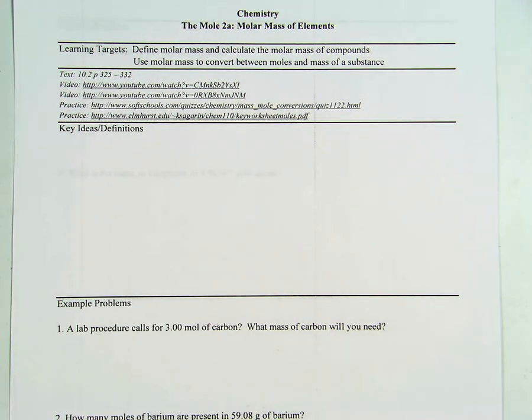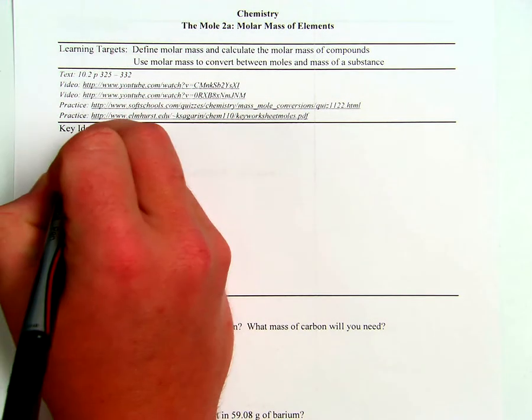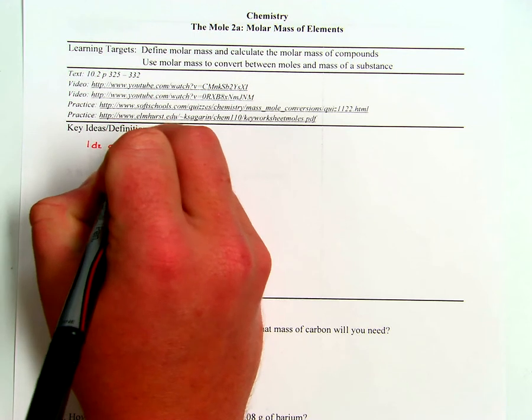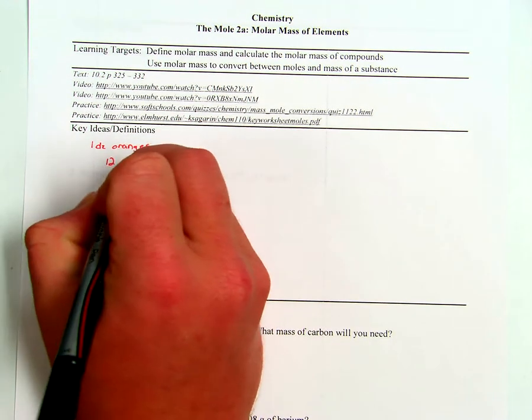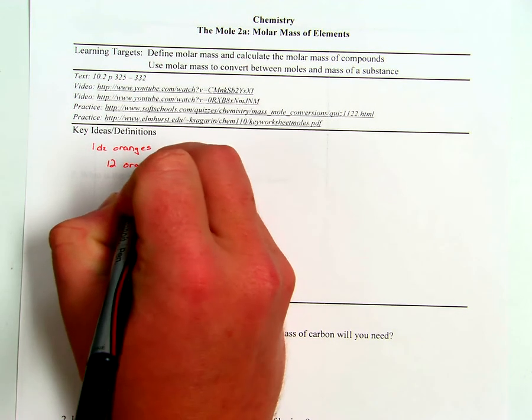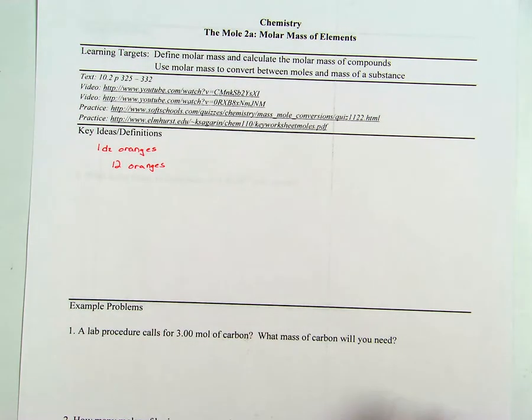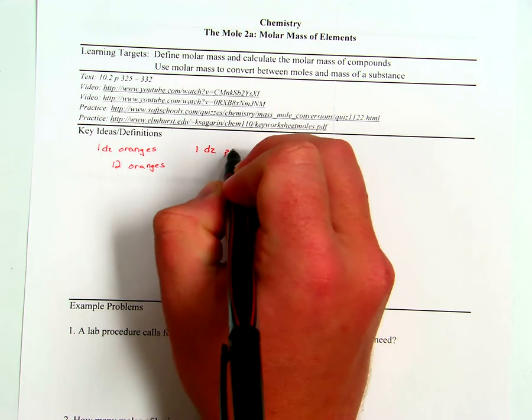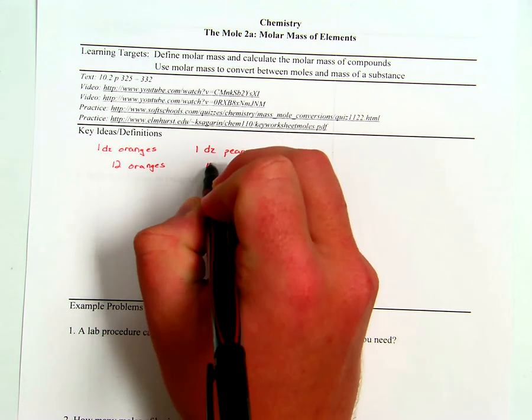Alright, so we have learned already that a mole is a counting unit, just like a dozen or a ream or a pair is. So just as an example, if I have 1 dozen oranges, that would be 12 oranges, as we know, because 12 means a dozen. And let's say I had 1 dozen pears.